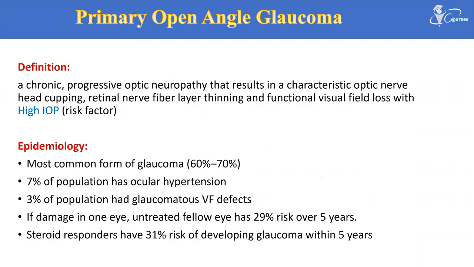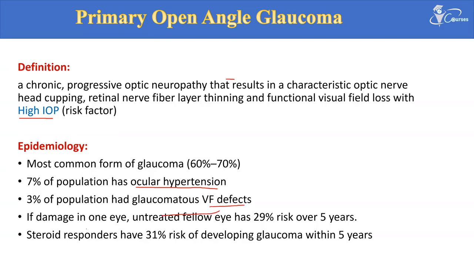Regarding the epidemiology, and please, these epidemiological data can also be asked in MCQ exams, so concentrate. Primary open angle glaucoma is the commonest form of glaucoma, making around 60 to 70% of patients. 7% of the normal population will have ocular hypertension, so not everyone with high intraocular pressure is glaucomatous. That's why we say that high intraocular pressure is a risk factor. 3% of the population will have a glaucomatous visual field defect.